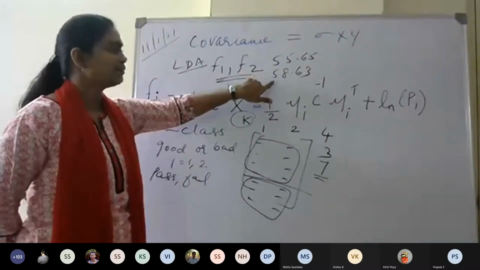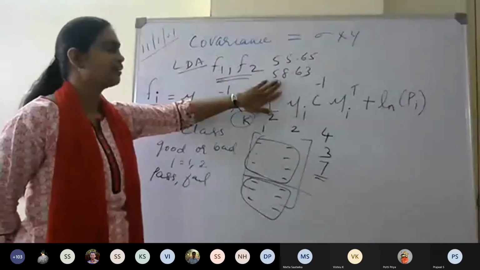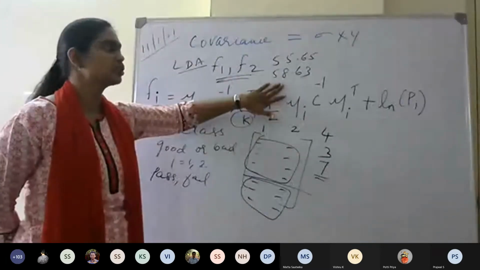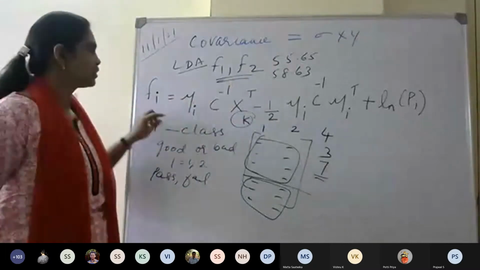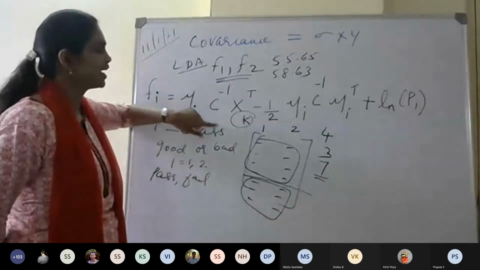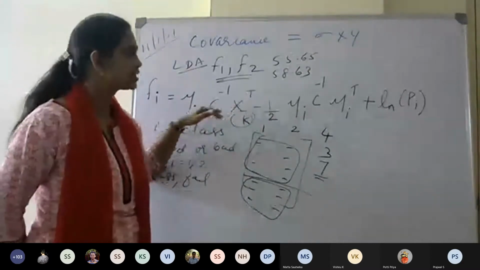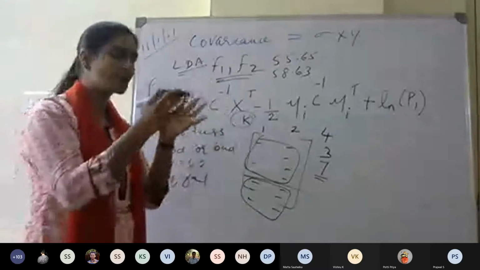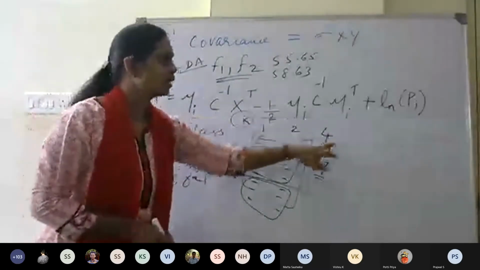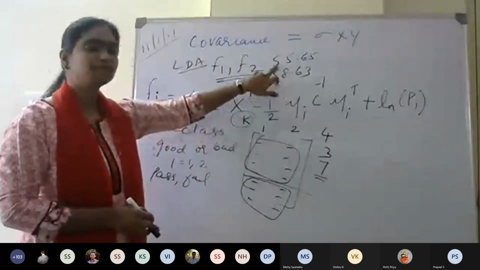For the F1 class, if this formula is giving me 55, and for the F2 class, if it is giving me 58, then whichever value is higher, I will assume that the object belongs to that class. So if I substitute i as 1, then I will take the mean of the first class and the covariance of the first, this I will be calculating. Covariance means it's all together. Then the probability of the first class I will take, and I will substitute and calculate this.